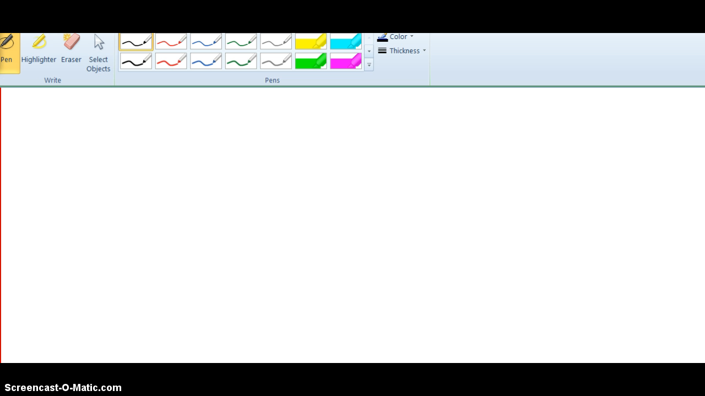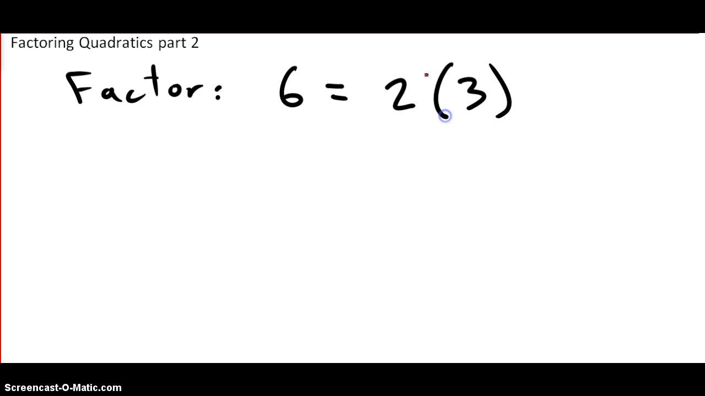Alrighty, so we are ready to dive into actually factoring quadratics now that we know how to fill in the magic snowflake. Remember that the idea of factoring is just the idea of breaking something down into its parts. So like if I said factor the number 6, you would of course know that 2 times 3 is 6, right?